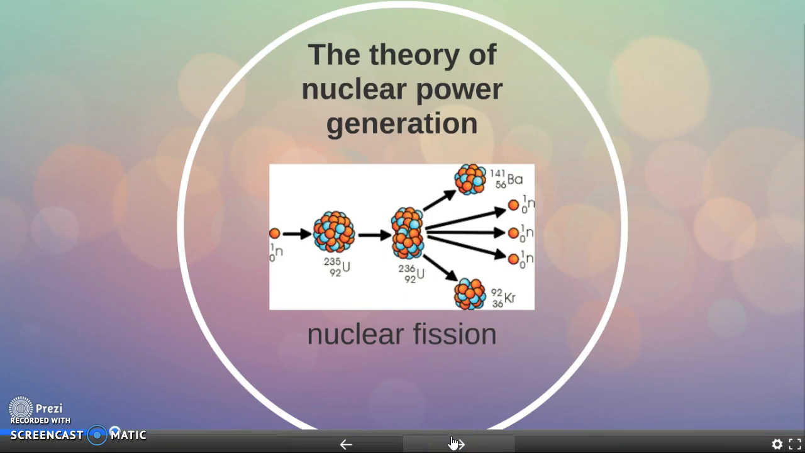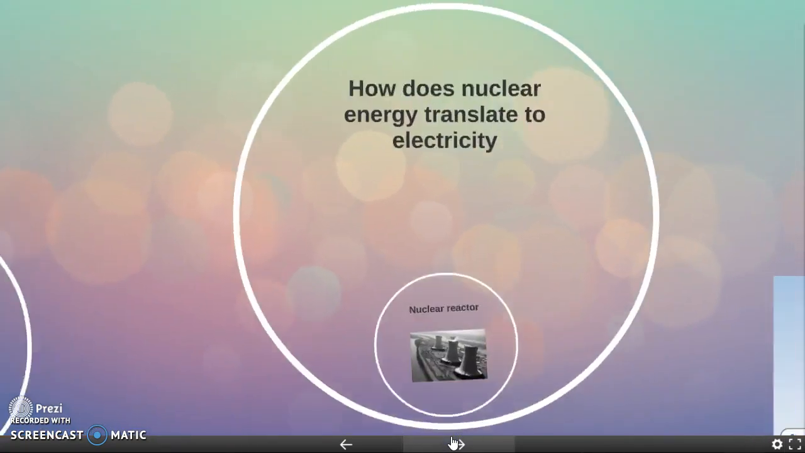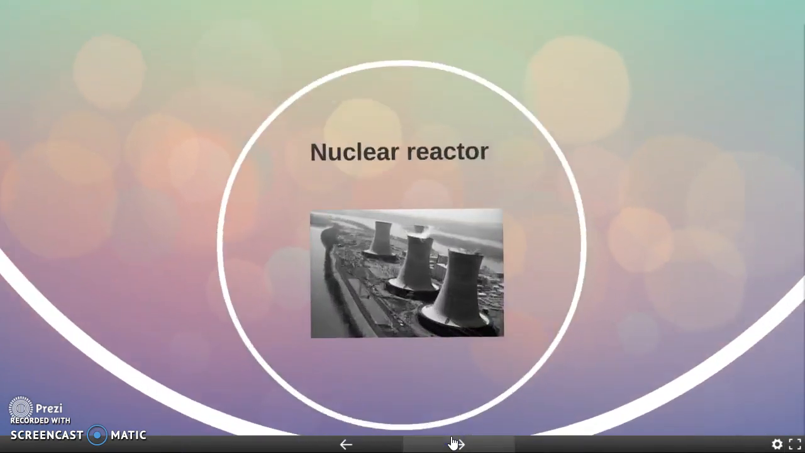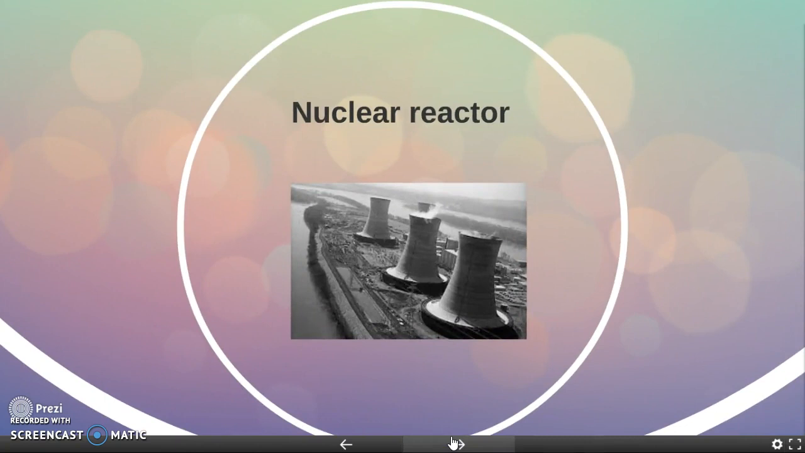Now we get energy, so the problem is how do we translate it to electricity? The answer is the nuclear reactor. A nuclear reactor, also known as an atomic reactor, is a device equipped with nuclear fuel that can be controlled to achieve the fission chain reaction.